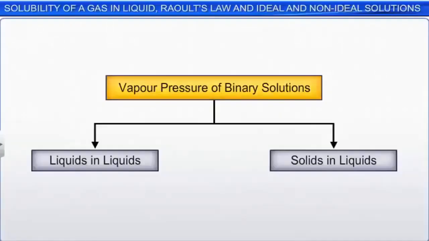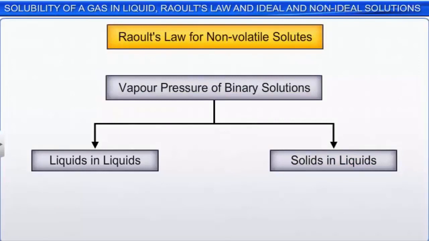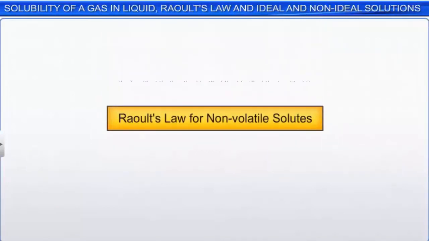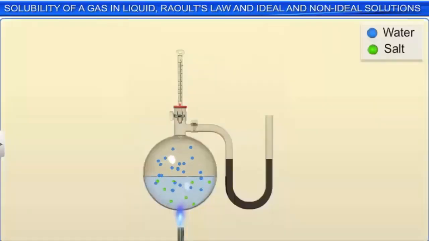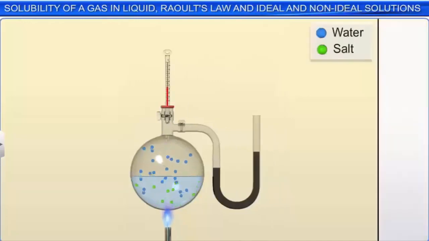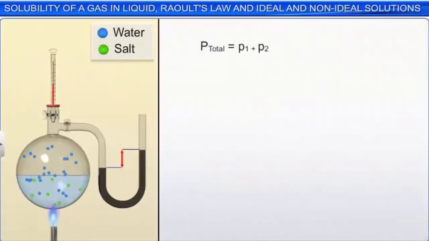Let us now discuss the vapor pressure of binary solutions of solids in liquids. That is, Raoult's law for non-volatile solutes. A non-volatile solute has no tendency to form vapor at the temperature of the solution, and it will therefore not contribute to the total vapor pressure of the solution. For example, in a solution of salt in water, salt is a non-volatile solute and does not contribute to the total vapor pressure of the solution.